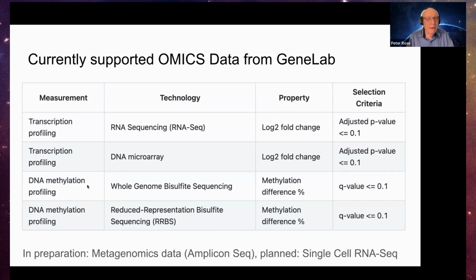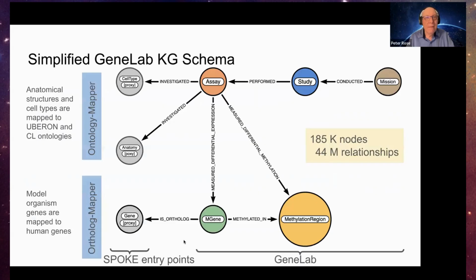We also include DNA methylation profiling data as well. And here we measure methylation difference of DNA. And we are currently preparing metagenomics data through amplicon sequencing. And in the future, we will also include single cell RNA sequencing data.